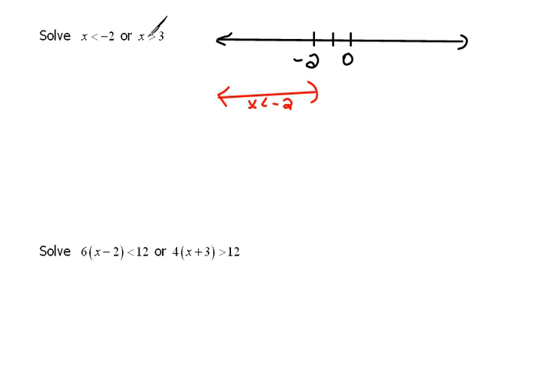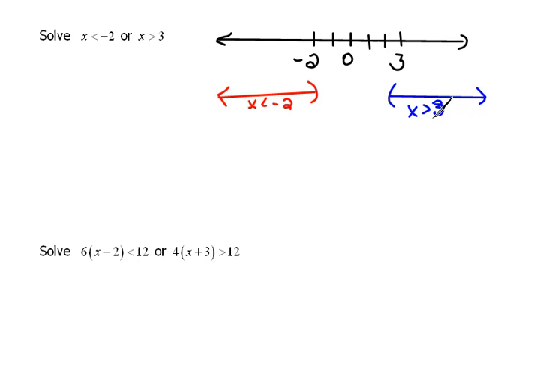Now as far as x is greater than 3, let's see, 3 would be right about here on our number line. Greater than, there's no equality, so that would be a parenthesis also. And all of the numbers that are greater or larger are to the right. So x is greater than 3 would look like this.